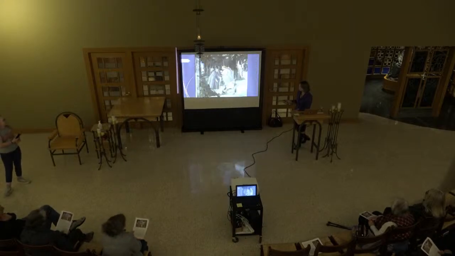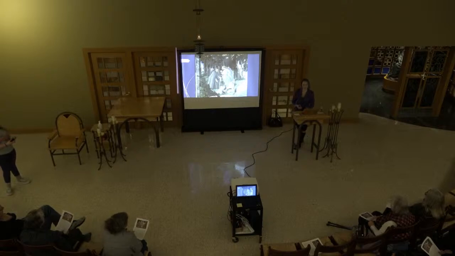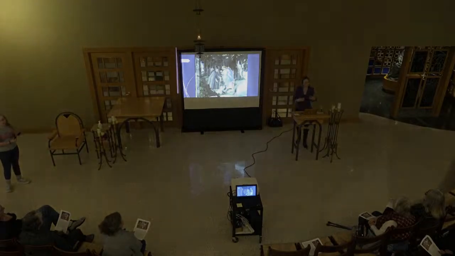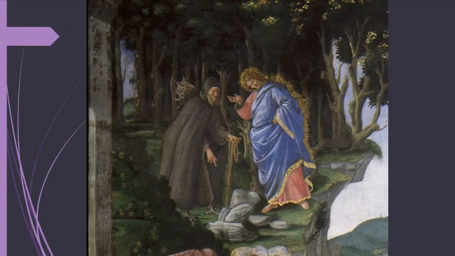So this is the image in the upper left-hand corner. And so remember, Jesus was led into this desert, and at the end, the devil tempted him 3 times. What do we see here?